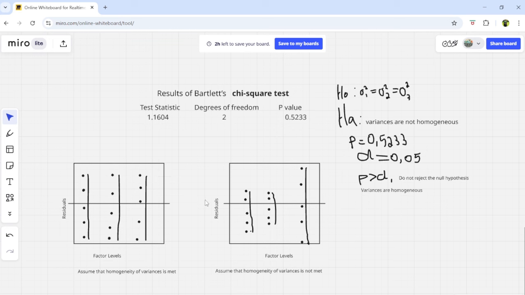If you're given the graph, you do it like this. And if you're given the Bartlett chi-square test, or you're asked based on the Bartlett chi-square test, this is how you test whether the variances are homogeneous. If, let's say, the p-value was less than alpha, then you'd reject the null hypothesis and assume that the variances are not homogeneous. But in this case, we say the variances are homogeneous. So this is one of the assumptions and one of the tests you need to know from slide unit 4.